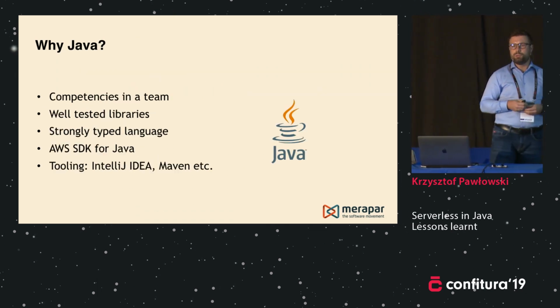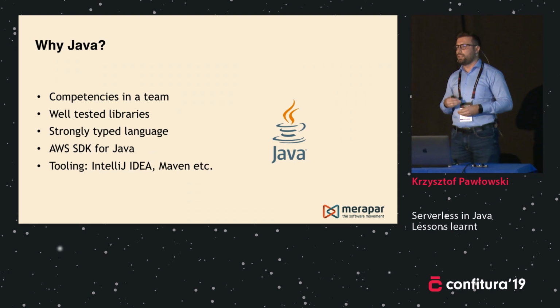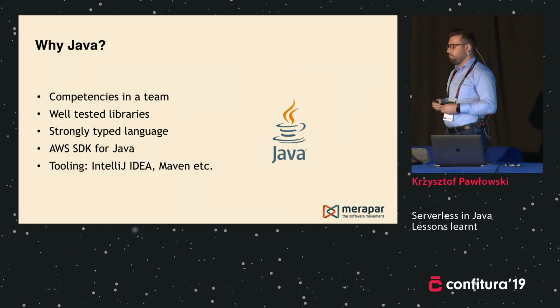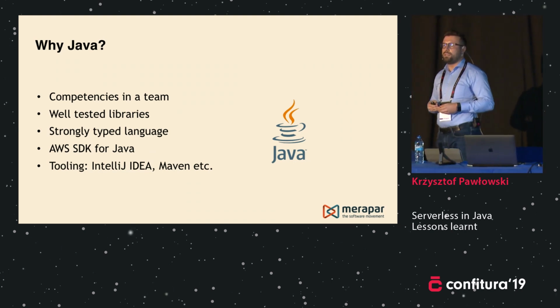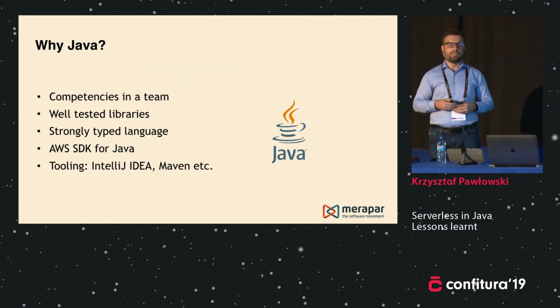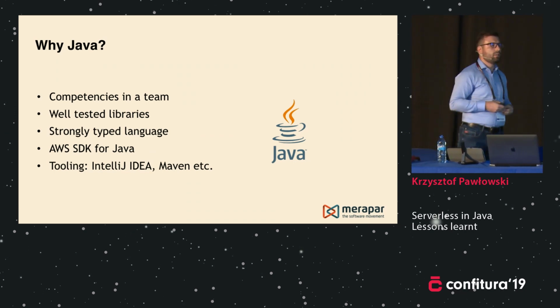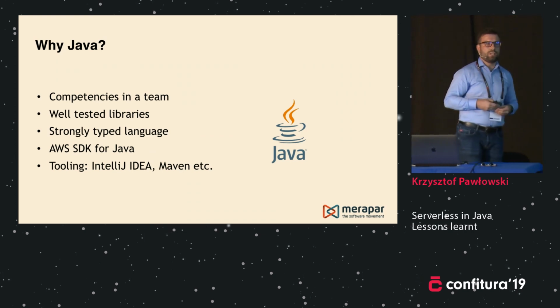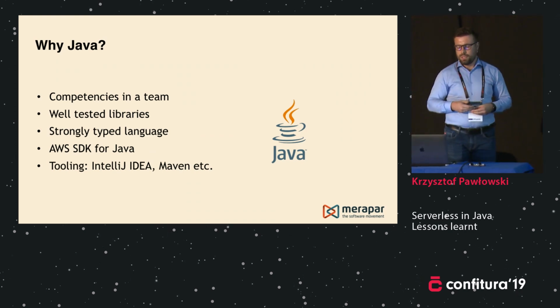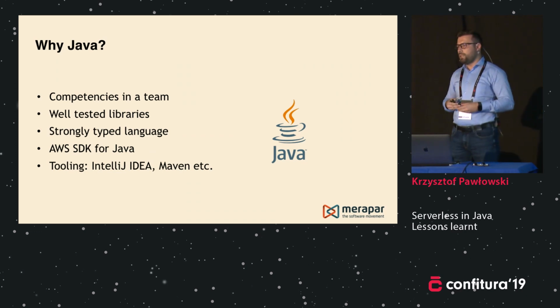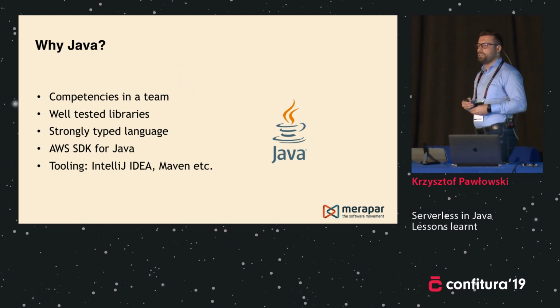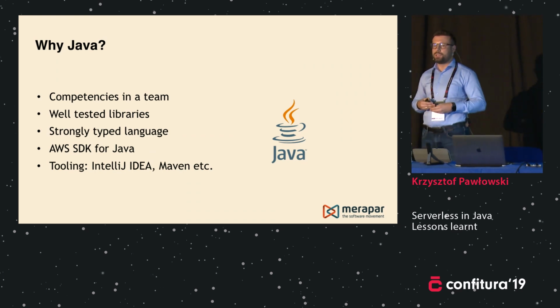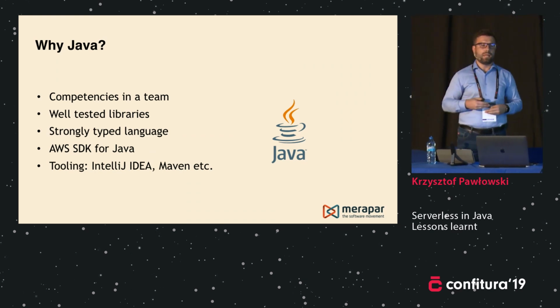And why did we go for Java? Because if you look at some statistics, about 70% of Lambda functions for AWS are written in Python or Node.js. So it might not look like a natural choice to use Java for your serverless solution. So the answer might be a little bit trivial, but the main reason why we went for Java in the first place was that those were the competencies that we had in our team.